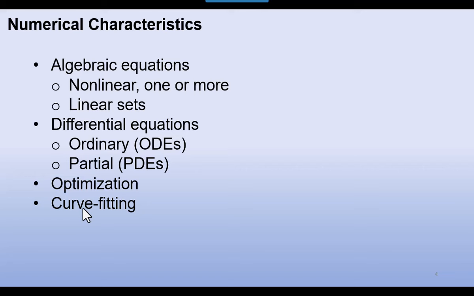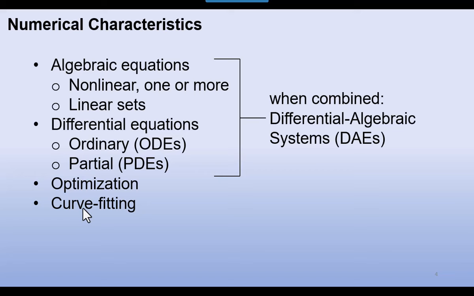As far as numerical characteristics go, we have algebraic equations. These may be a single nonlinear equation or more than one, possibly sets of linear algebraic equations, which occur quite often in staged processes. And then differential equations, ordinary differential equations, partial differential equations, which we do not treat in this screencast, and then finally optimization and curve fitting. It is possible that we have systems which are a combination of differential equations and algebraic systems. These are often called, in short, DAEs, all right?